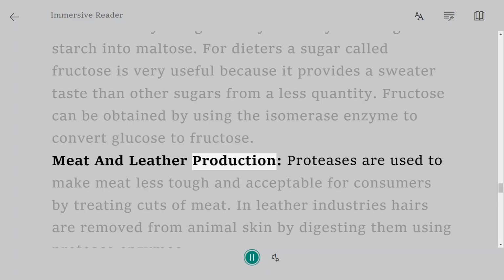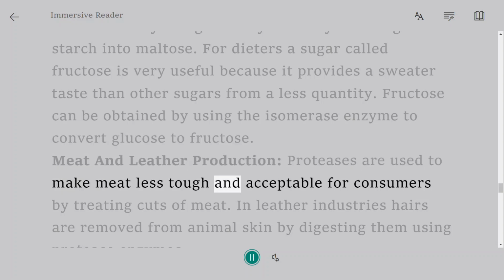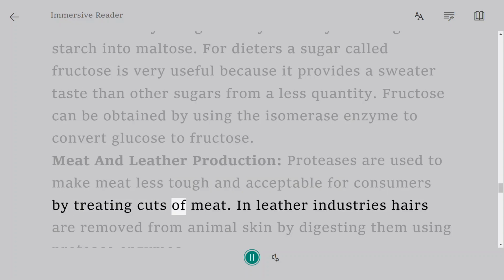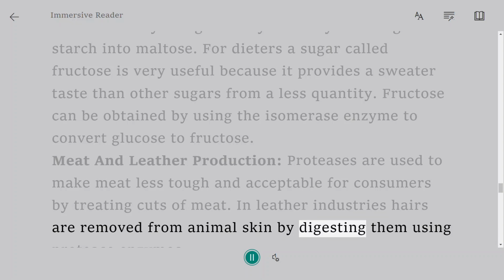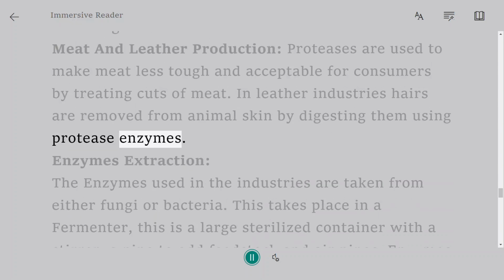Meat and leather production. Proteases are used to make meat less tough and acceptable for consumers by treating cuts of meat. In leather industries, hairs are removed from animal skin by digesting them using protease enzymes.